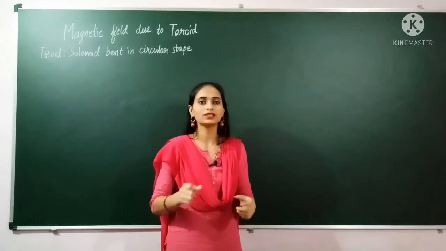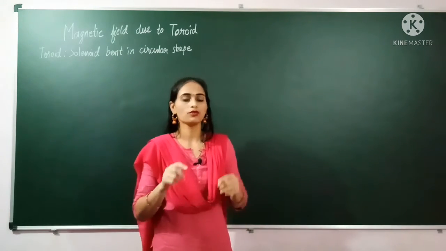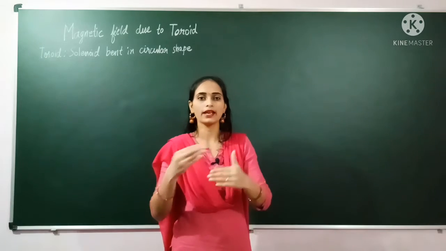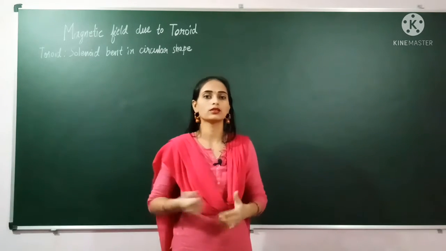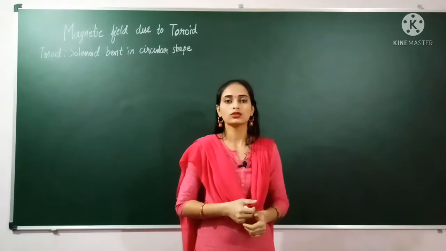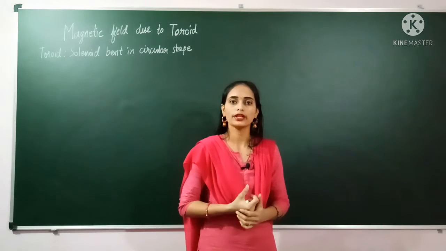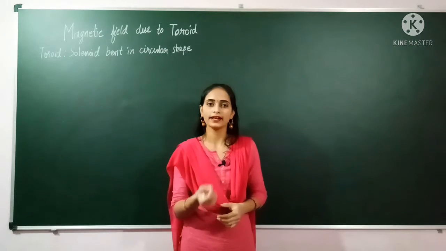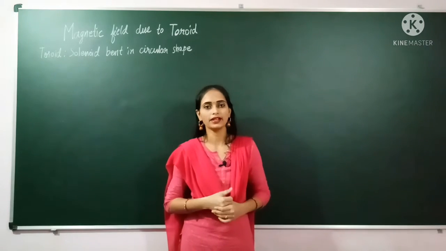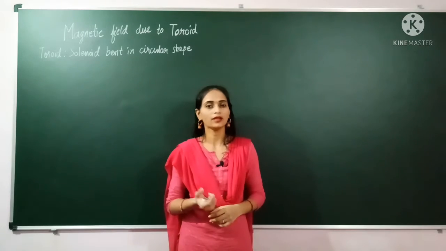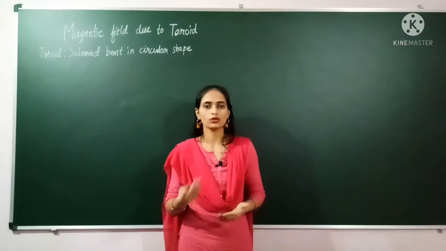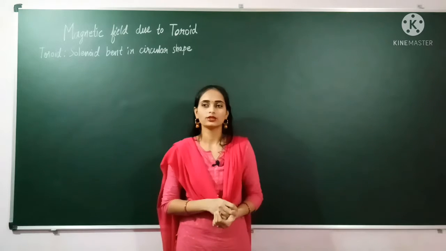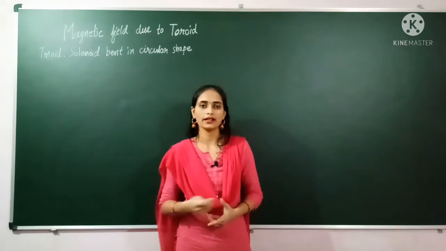The construction, or structure, of a toroid is like this: if you take one hollow circular ring and wind the wire around that ring, then it appears like a toroid. This toroid is also called an electromagnet, or an artificial magnet, because whenever you pass current in that wire, it creates a magnetic field. It acts like a magnet, and because electricity creates the magnetic field, we can call it an electromagnet or an artificial magnet.